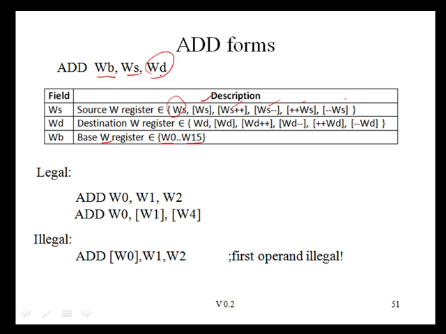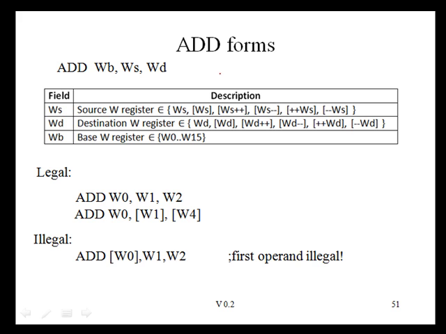And also WD for the destination, which is going to be either register direct or one of these register indirect modes. Which means that this is a legal form because all of these support register direct. This is also legal because these two, WS and WD, support register indirect. However, this is an illegal instruction here because this indirect form here is not supported by this WB register here. So these tables and symbols are important in terms of telling you what addressing modes are legal for each operand.